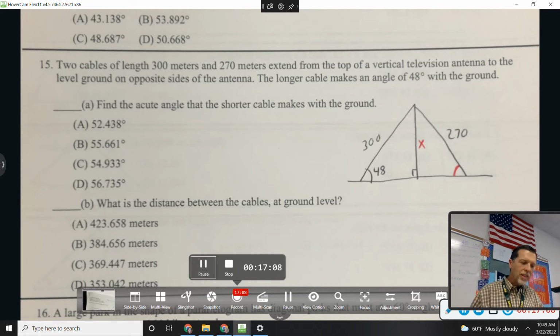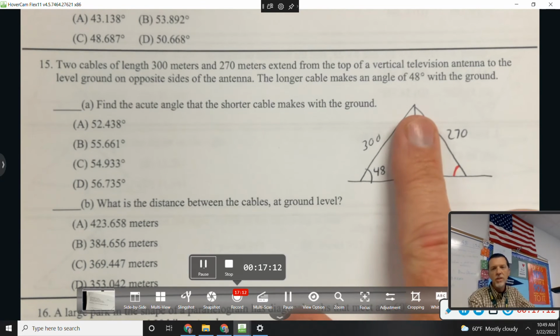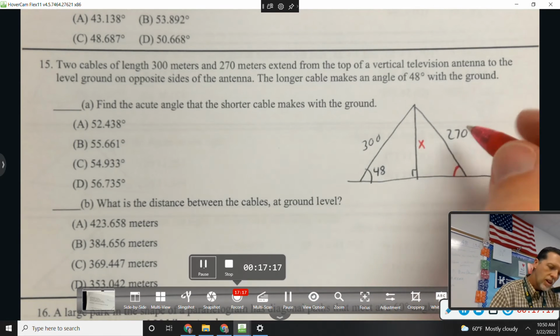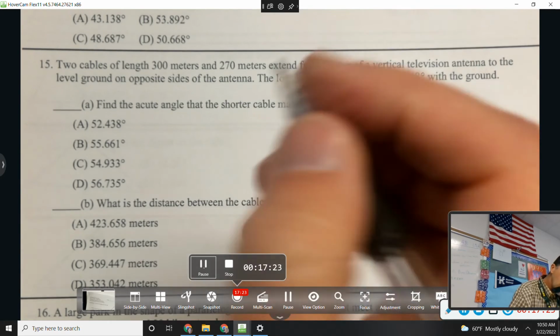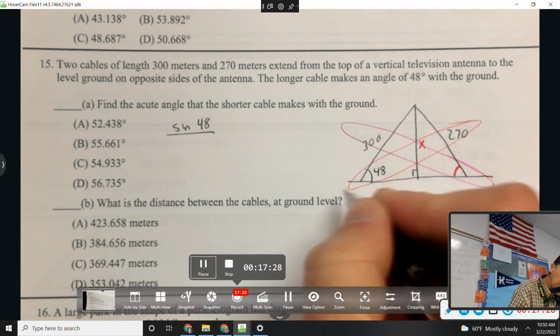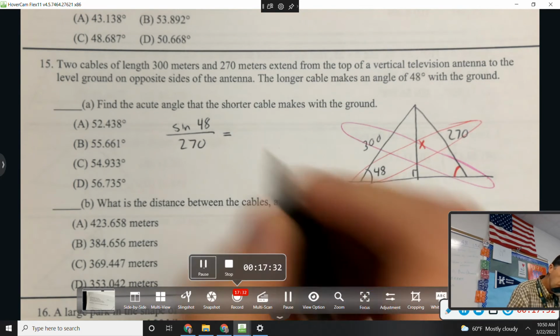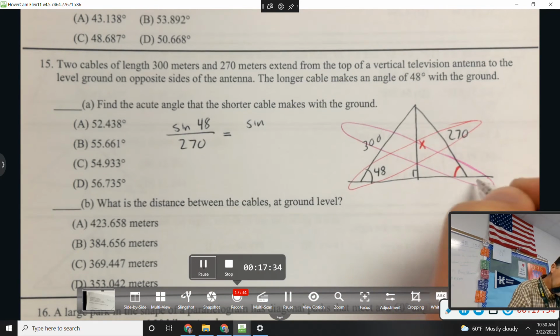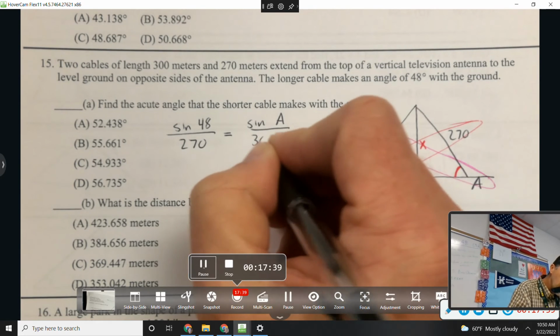But I think there's an even better way. What if we ignore that antenna post in the middle, and we just go straight across like that, because this is a triangle. So let's go sine 48. I'm sort of cutting out the middleman here. Over 270 equals sine of A, I can call it, over 300.